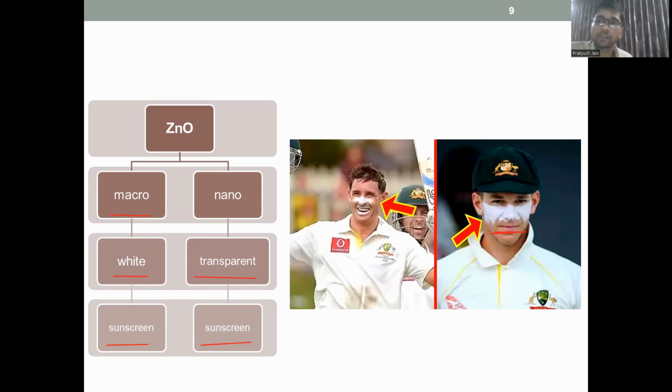In those sunscreens, zinc oxide must be in macro size. If you go out to the market and buy some good quality sunscreen, you apply it on your skin, you will find that that sunscreen is transparent or almost transparent. That is because the zinc oxide being used in the manufacturing of that sunscreen uses nanoparticles of zinc oxide.